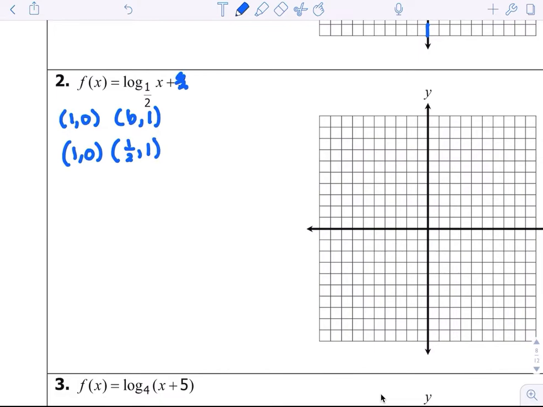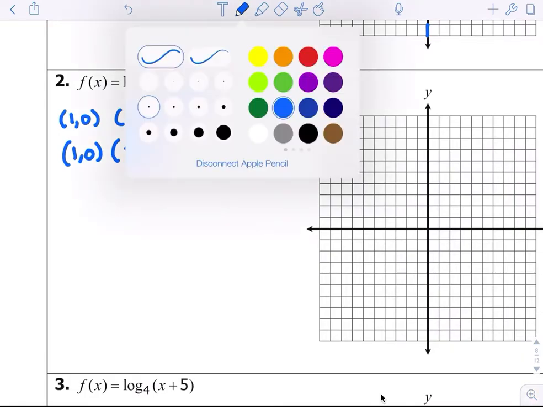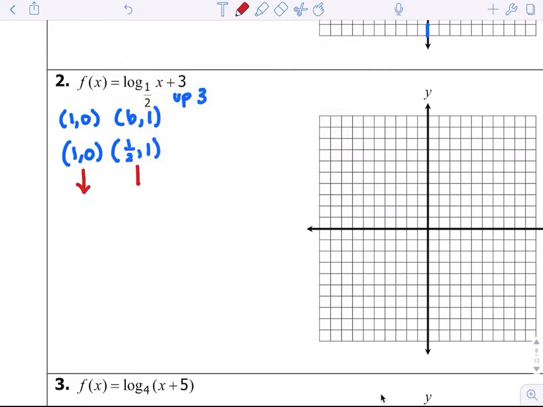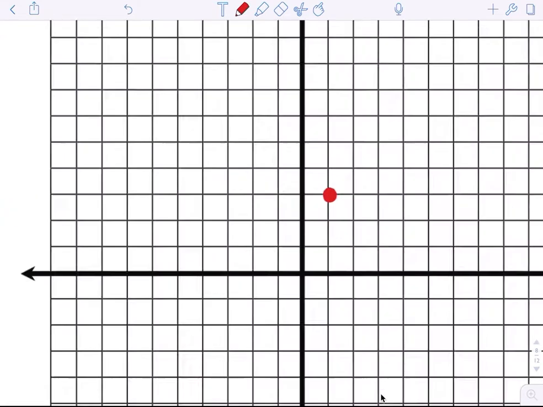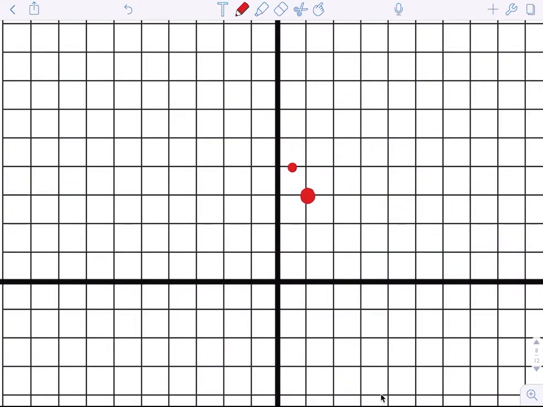Now we are going to be integrating this transformation here. So remember, this is going up 3, which means how is it affecting your coordinates? Well, since it's going up 3, that means you add 3 to the y coordinates. So our new coordinates are going to be 1 comma 3 and 1/2 comma 4. So let's plot that over here. 1 comma 3 is right here. 1/2 comma 4 is right here.